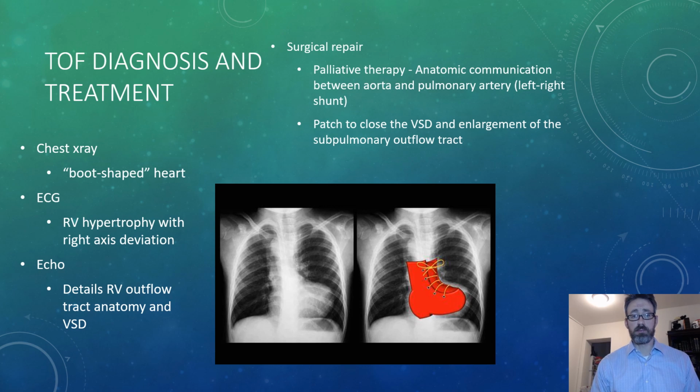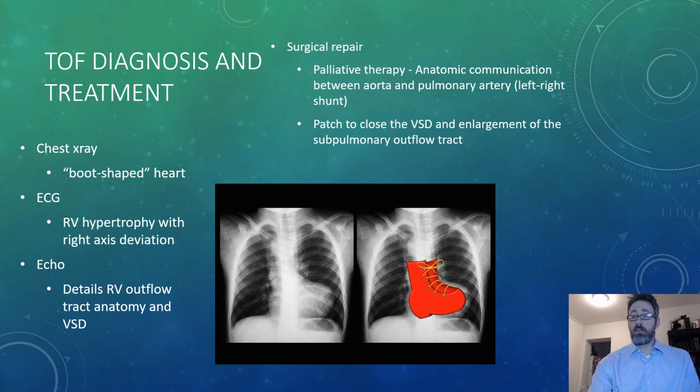In terms of diagnosis and treatment, chest X-ray has this very characteristic finding, what they call a boot-shaped heart. You can kind of see that in this cartoon that I took off the internet here. You can see the shape of the heart. The ECG shows right ventricular hypertrophy with right axis deviation, which is fairly common. The echo is going to be your gold standard here because you can detail the right ventricular outflow tract anatomy, the ventricular septal defect, and any changes in hemodynamic flow.